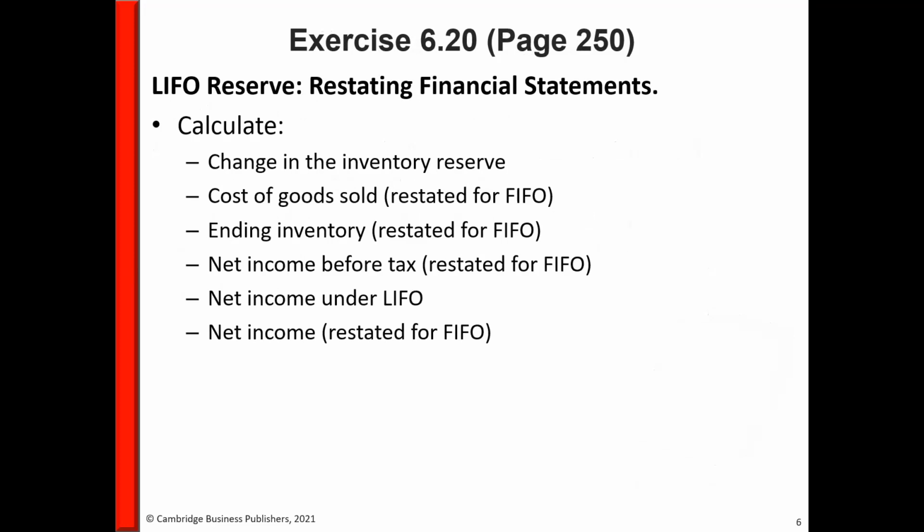So what you needed to do to get full credit is you had to calculate the change in the inventory reserve between LIFO and FIFO. You had to figure out what the cost of goods sold would have been if they had been restated for FIFO. You had to figure out what the ending inventory would be for FIFO. You had to get the net income before tax restated for FIFO. You had to get net income under LIFO, and you had to get the net income restated for FIFO. So you'll see this in the solution, but to get full credit, you needed to do all these calculations. C, exhibit 6.4 on page 241.